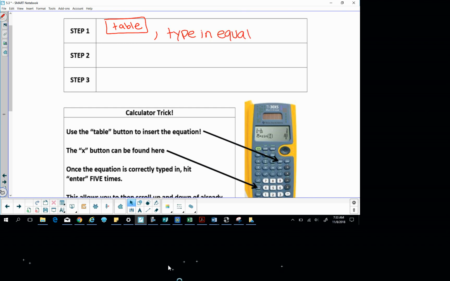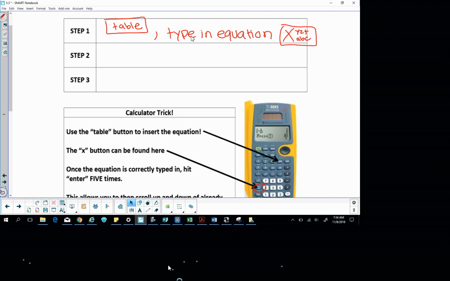It doesn't matter which variable they use, there's a button right here that looks like this, and it has a big X and some other letters around it. Let me see. It has X and then it has Y, Z, T, A, B, C. Do you guys see that button? That's what you're always using as your variable. That's step 1. So you click table, and then you type in your equation.